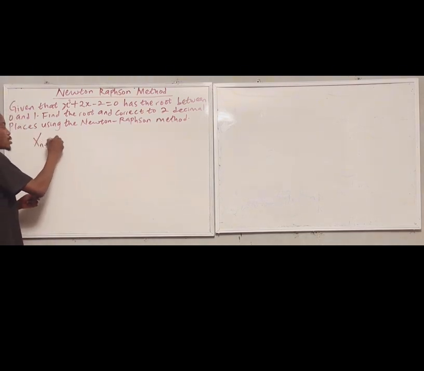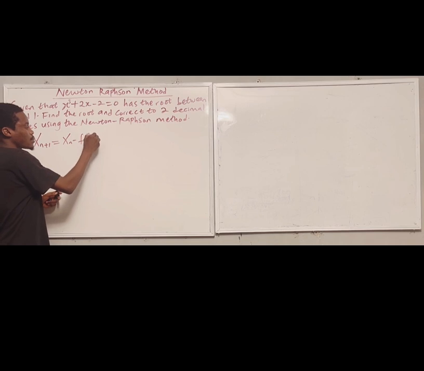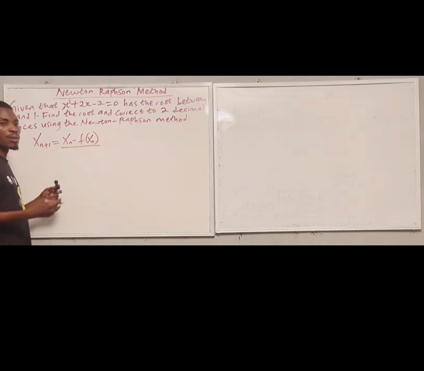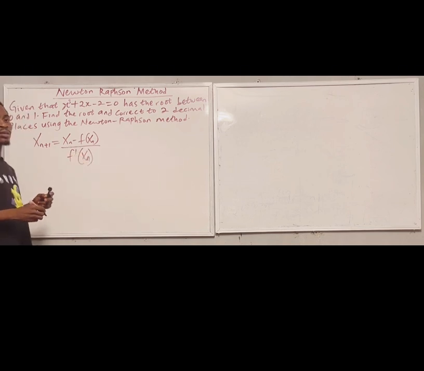So this is the formula for the Newton-Raphson method: x(n+1) is equal to x(n) minus f of x(n) all over f prime of x(n). In solving an algebraic equation in numerical analysis by the Newton-Raphson method, we will consider this formula.